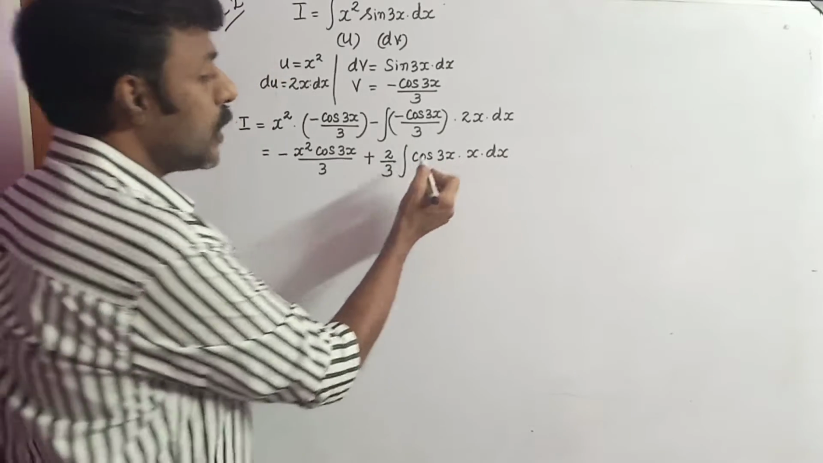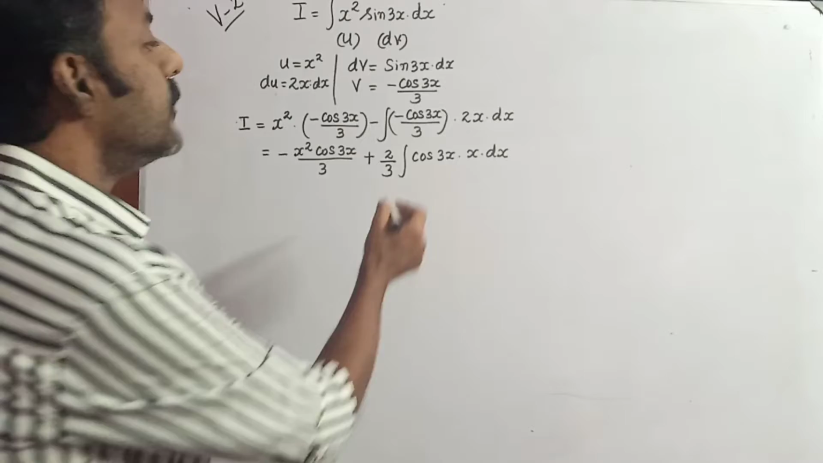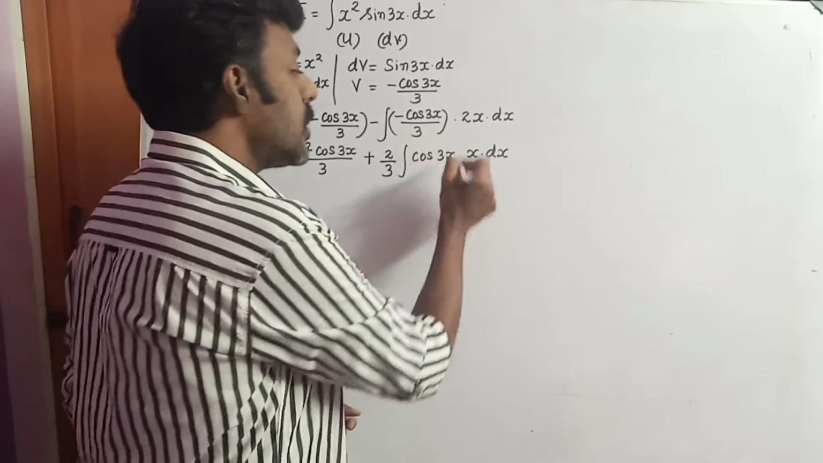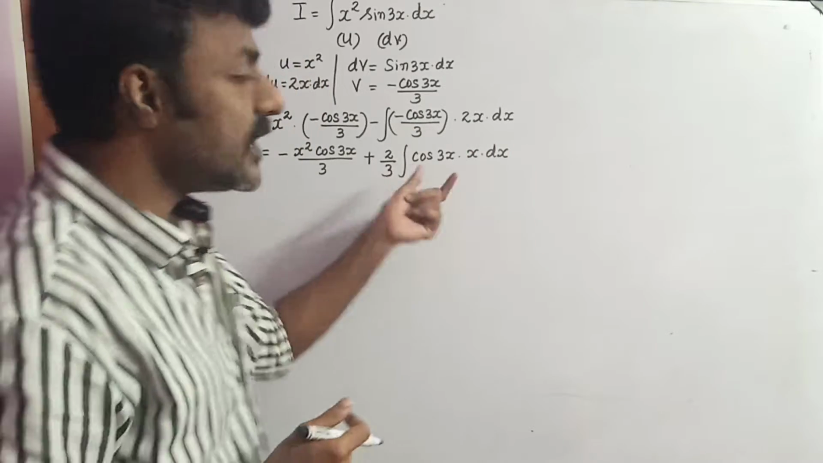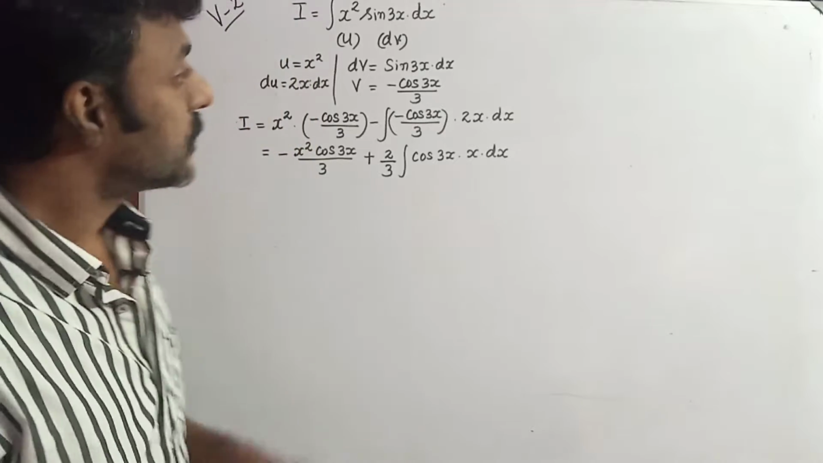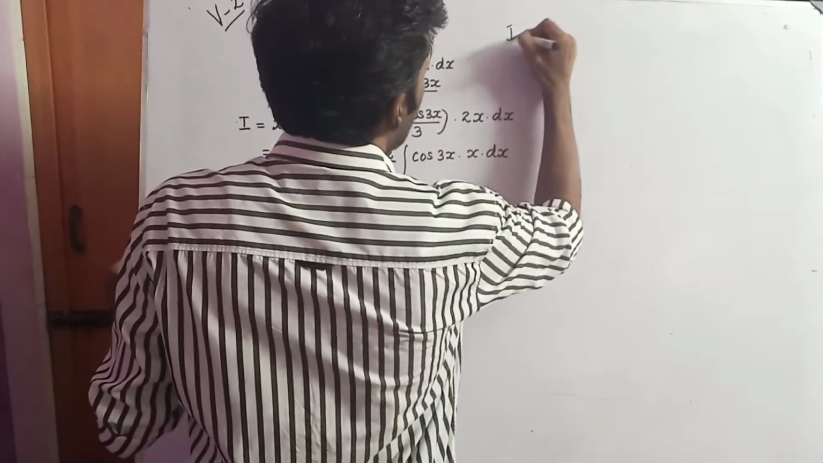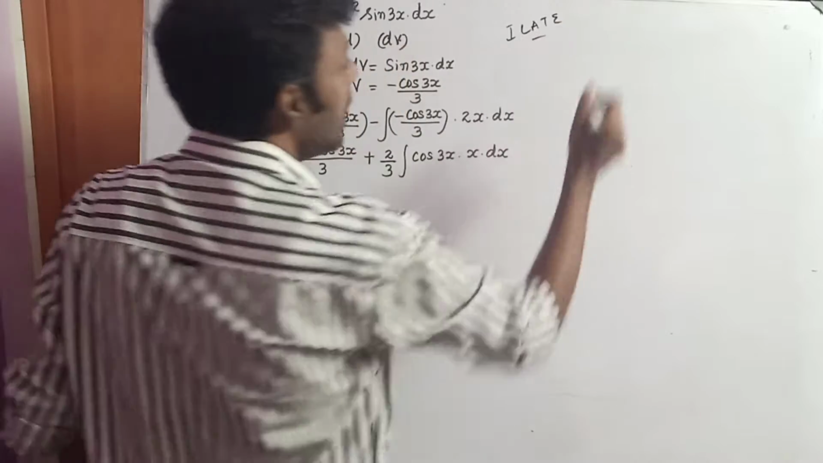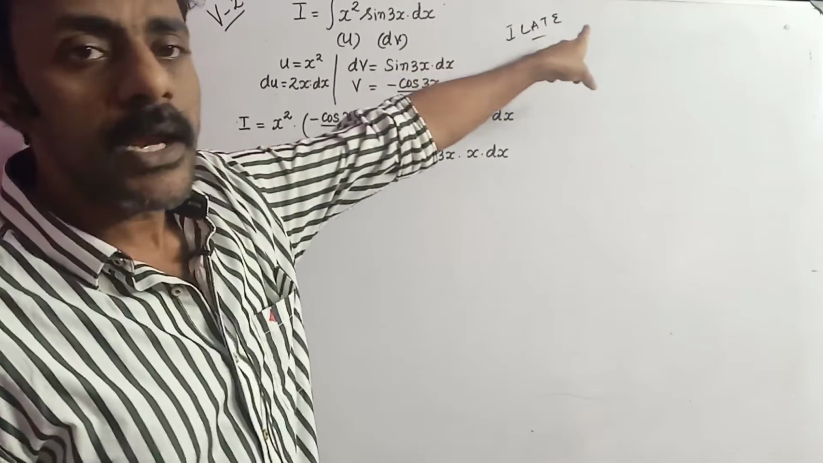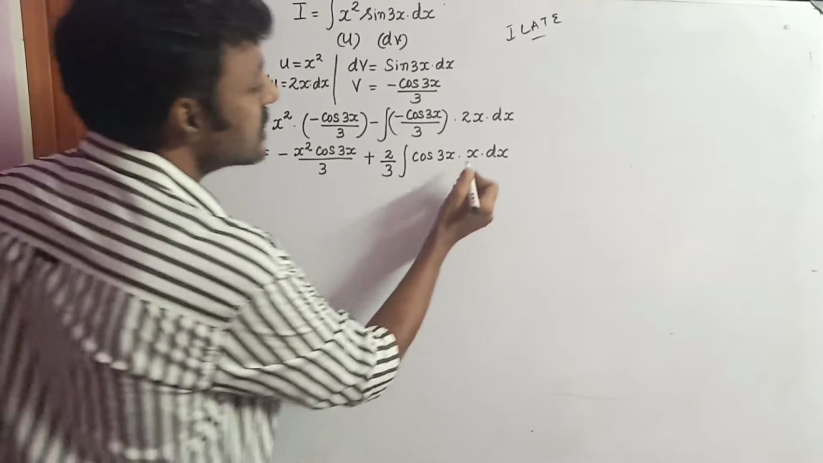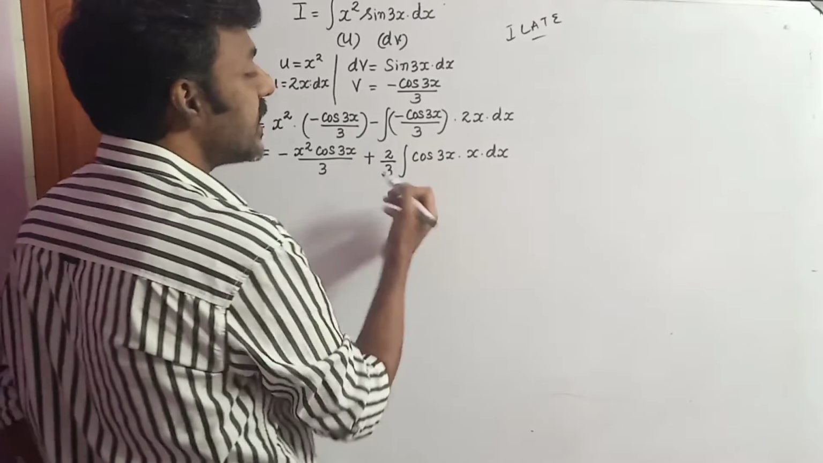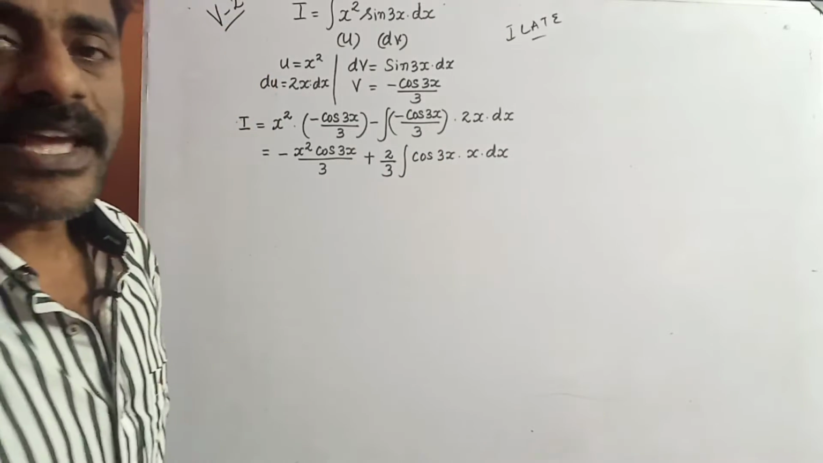What we need to look at is the terms within this integral. We have cos 3x into x. cos 3x is a trigonometry term and x is an algebraic term. As far as ILATE is concerned, we should give first preference to the algebraic term, followed by the trigonometry term. So first we give preference to x, then cos 3x. It should come as the integral of x into cos 3x into dx.